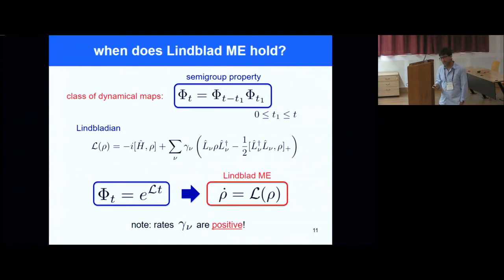To some extent, this is reasonable, because you see that in order for a dynamical map to fulfill this semigroup property, it must be of the exponential form, right? And since it is in the exponential form, it obeys a time-independent master equation of this form. And now the task is just to show that the Lindbladian has the usual structure in terms of the jump operators. You can carry out this task by imposing complete positivity, which was actually the essence of the Lindblad theorem. Let me stress once again that rates are positive.